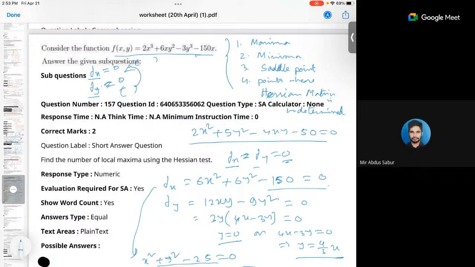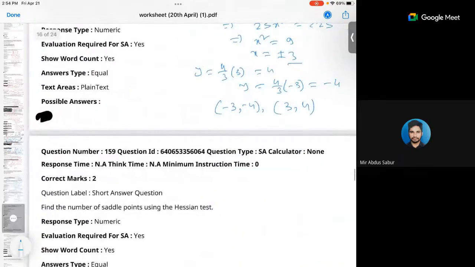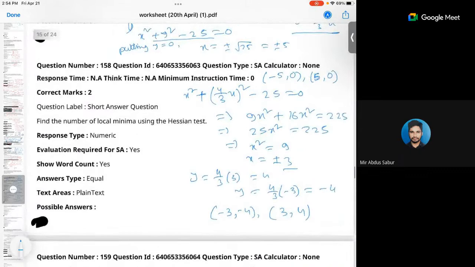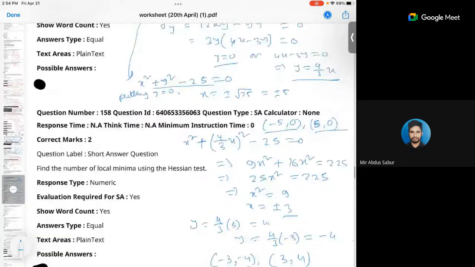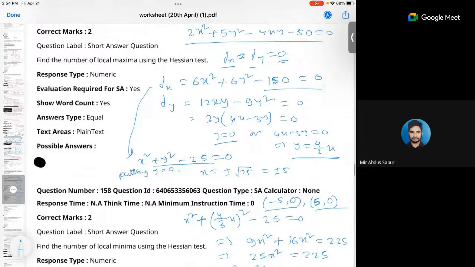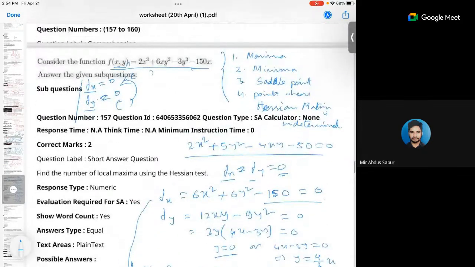And of course, the number of variables you have decides the number of equations. Like if there is z, then you will get f_z equal to 0 as well. So we got 4 critical points, 1, 2, 3, 4. Okay, and f_x, f_y is here.